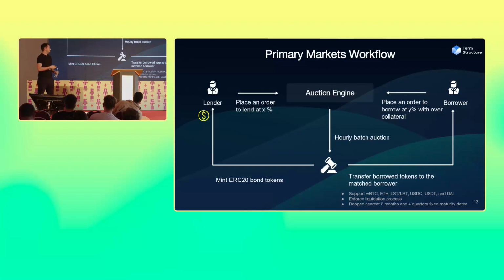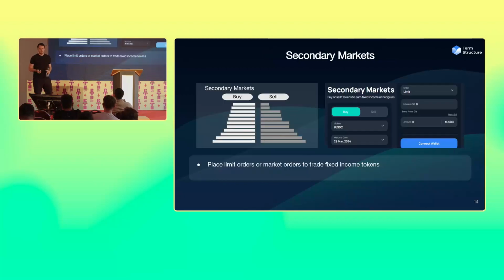And you're like, wow, this is such a better opportunity than what I have. So what you can do is go into the market with your token and sell it, get back your capital, and then go on and lend for 6 months at 15%, which is very similar to what has been happening in traditional markets for the last 100 years or so. So that's secondary markets. You can place limit orders or market orders to trade fixed income tokens.